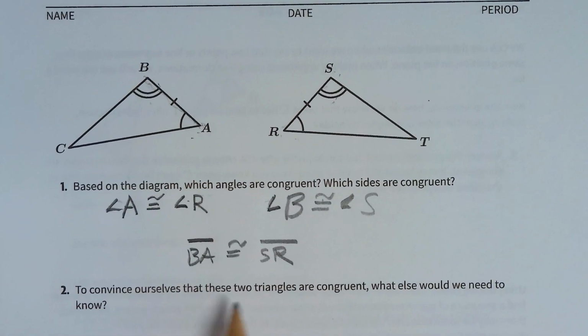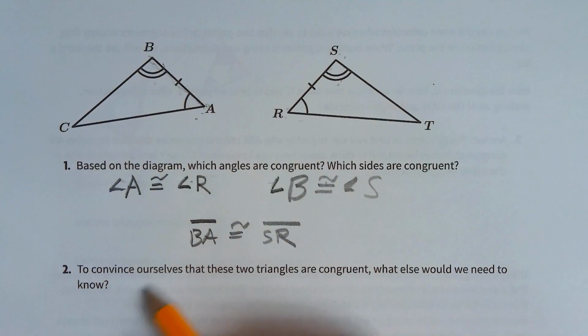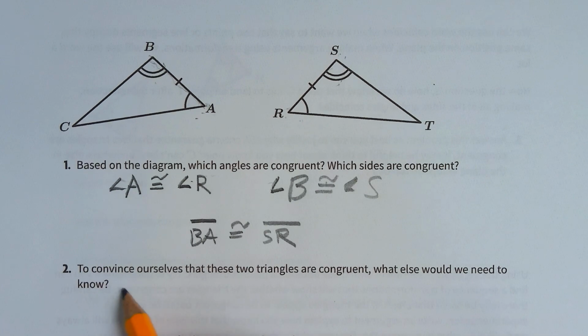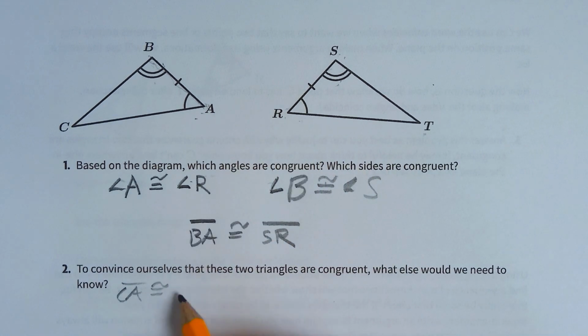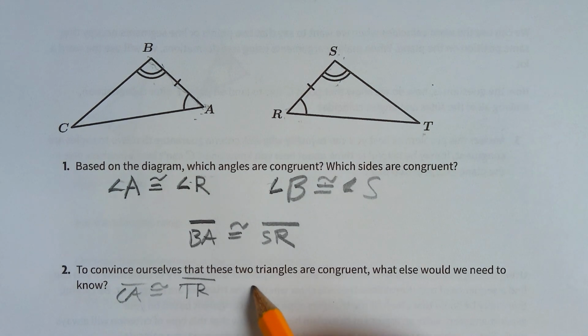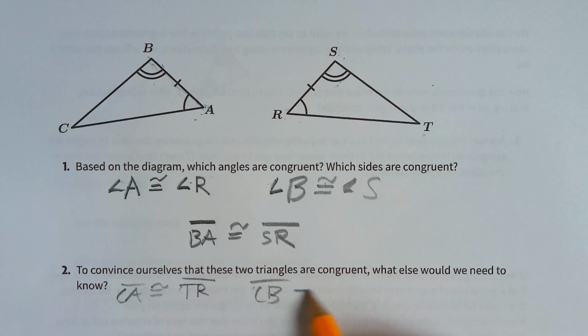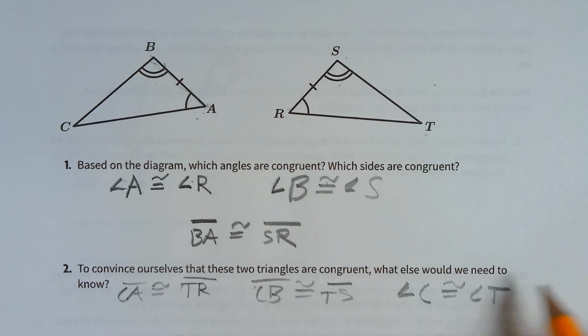To convince ourselves that the two triangles are congruent, what else would we need to know? We would need to know that CA is congruent to, again with orientation, TR. And we would need to know that segment CB is congruent to segment TS. And there's one more angle we don't know about yet. That's angle C is congruent to angle T.